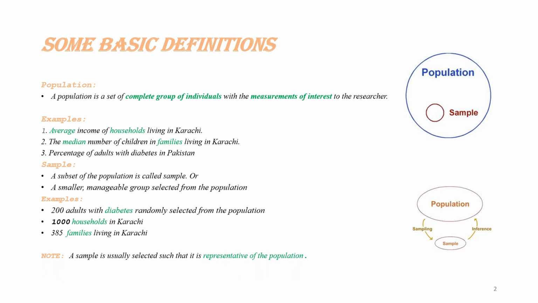For example, average income of households living in Karachi. In this example, households living in Karachi is the population. The median number of children in families living in Karachi. In the second example, families living in Karachi is the population.